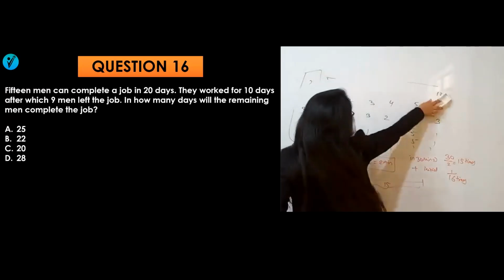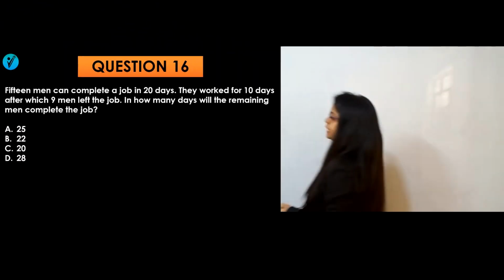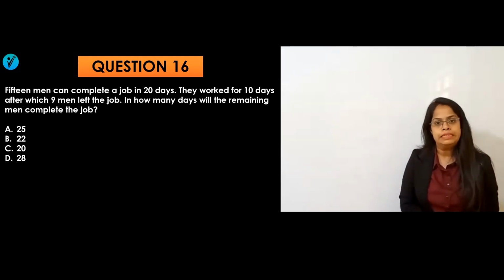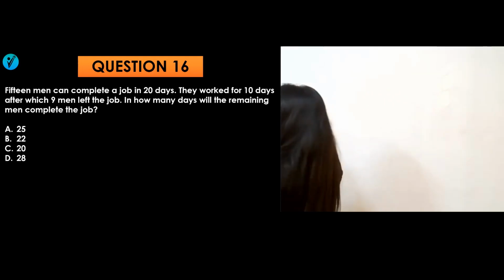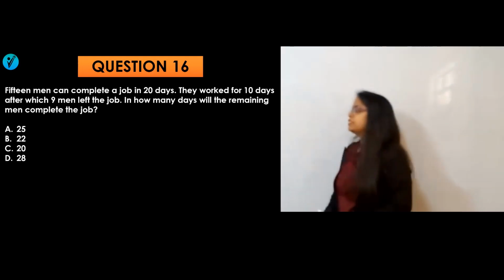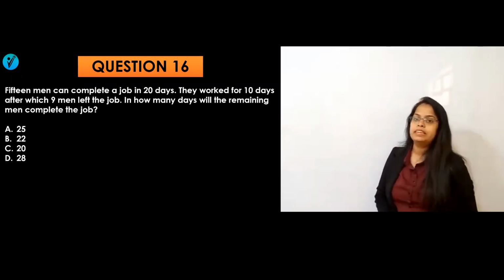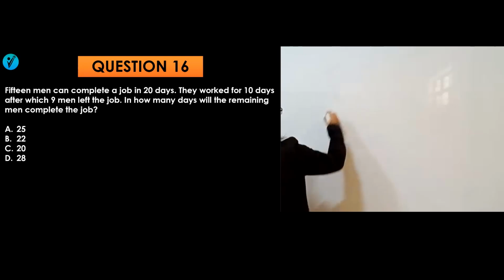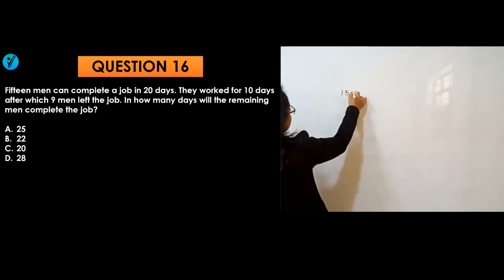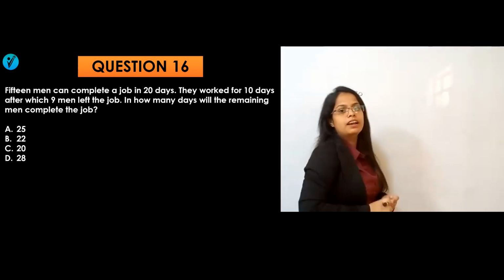Question number 16 is here. 15 men can complete a job in 20 days. They work for 10 days, after which 9 men left the job. In how many days will the remaining men complete the job? I know that if 15 men are working, then 20 days are enough.